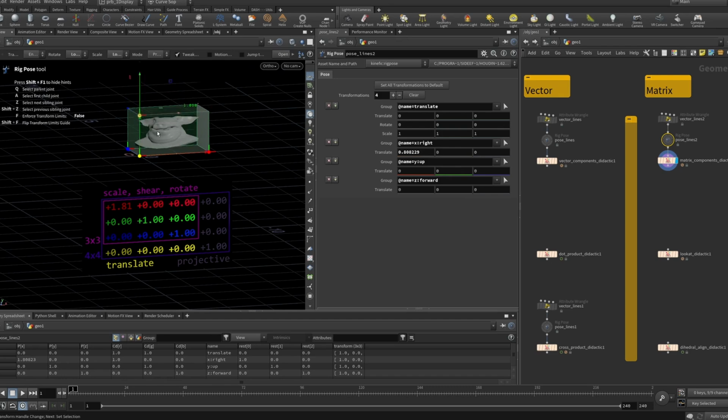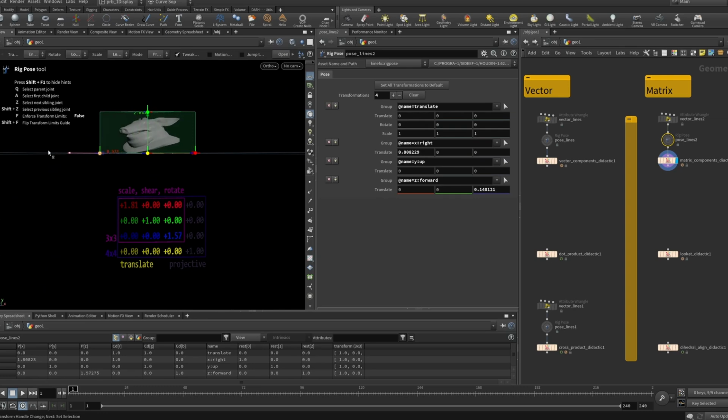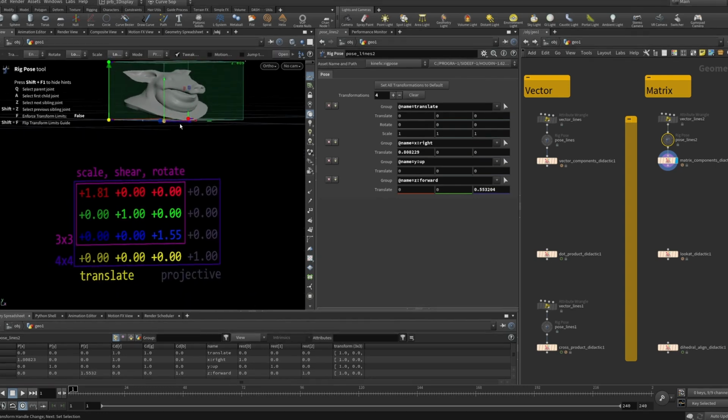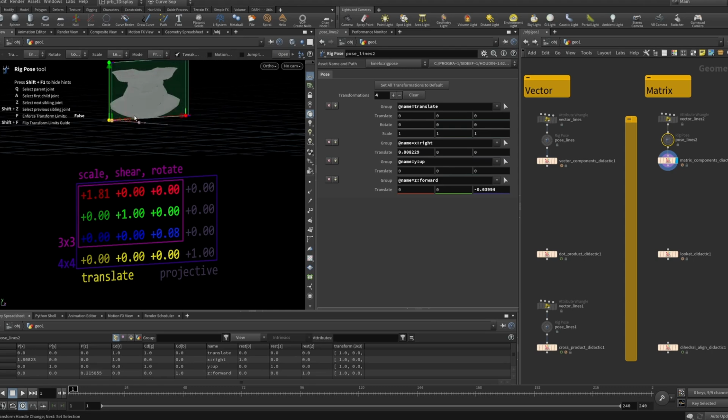If I pull the green vector up and down, you see that I'm doing scaling along the y-axis, and same for the z-axis, right? If I extend it or compress it, I'll be doing some scaling.